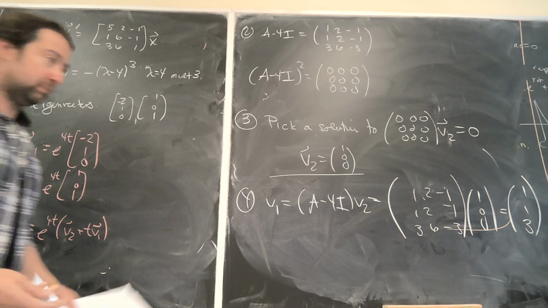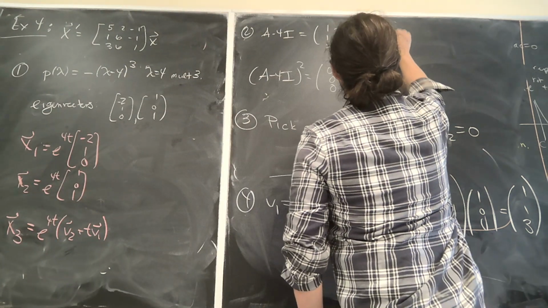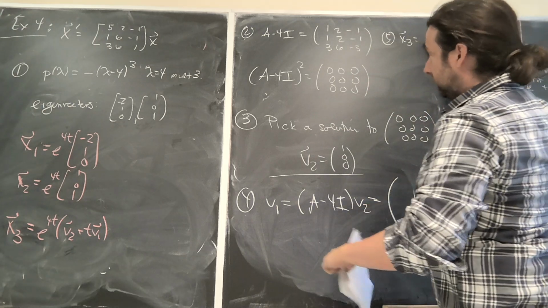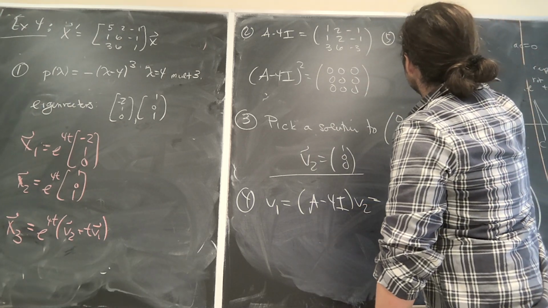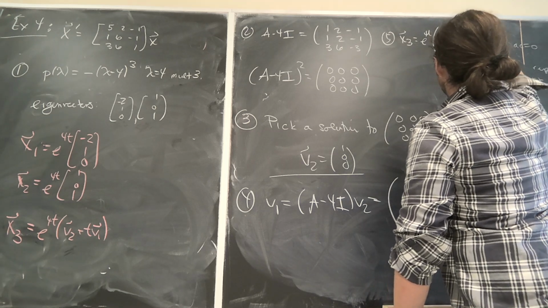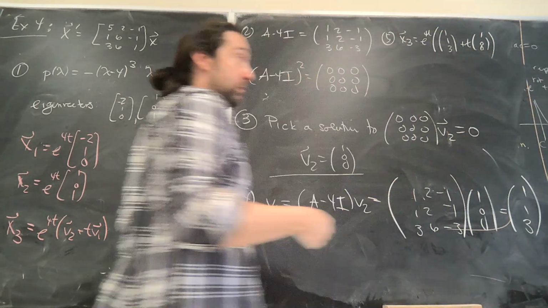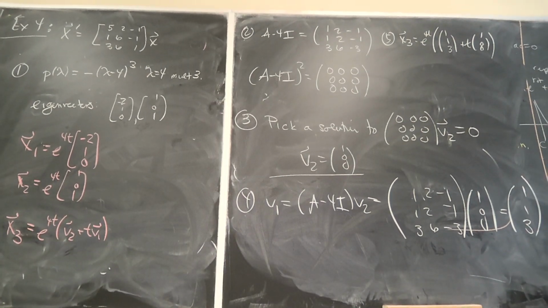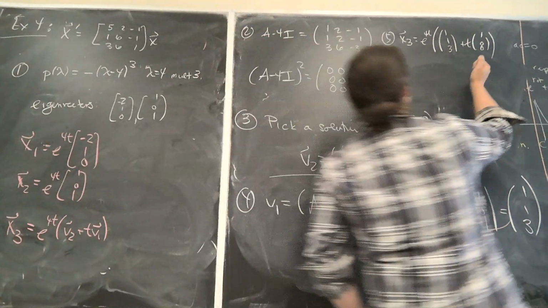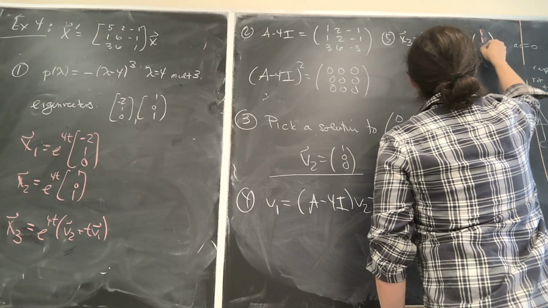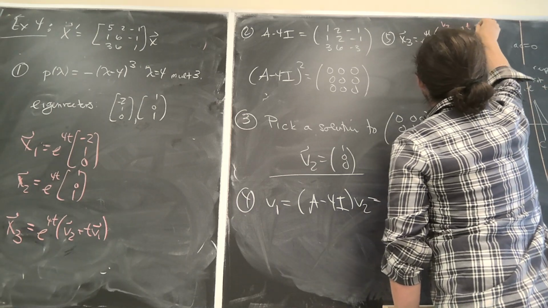So step 5 here would be just to write down that your x3, like every other time, is going to be of the form e to the 4t times (1, 0, 0 plus t times 1, 1, 3). Wait, was it v2, 1, 0, 0? Did I screw something up? Yeah, it should be 1, 0, 0 plus t times 1, 1, 3. I got that backwards, sorry. There we go. Yeah, v2 plus t v1.